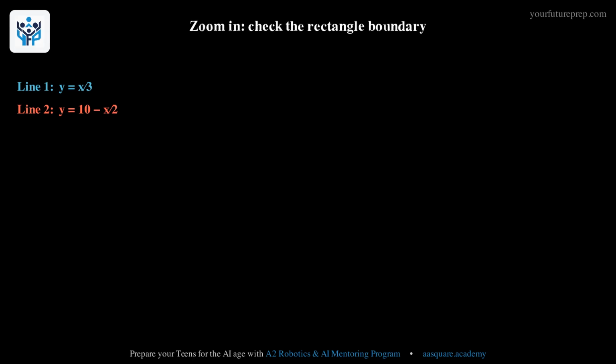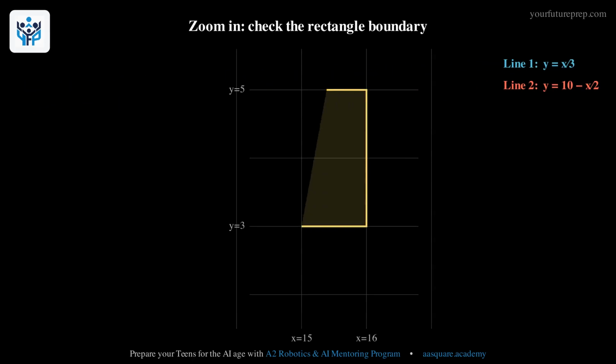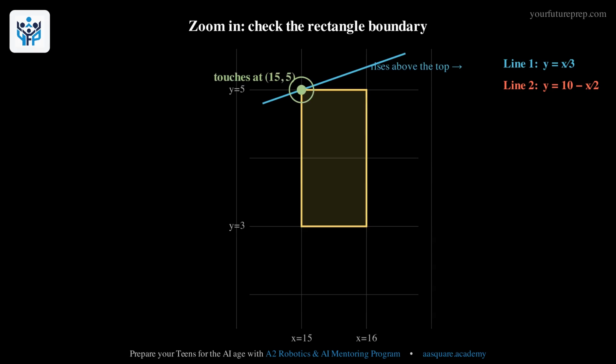Now let's zoom in on the rectangle to see exactly what happens near it. Check line 1. At x equals 15, y equals 15 over 3, which is exactly 5. That is the corner (15, 5). As x moves from 15 to 16, the line rises to about 5.3, above the top of the rectangle. So line 1 touches the rectangle at just that one corner.